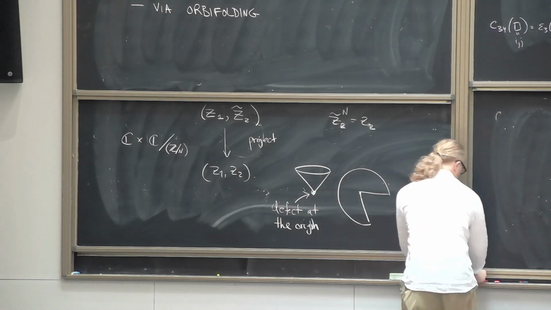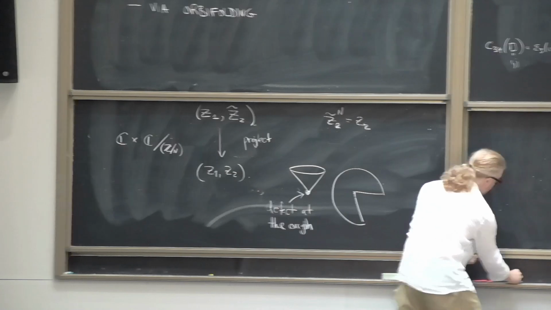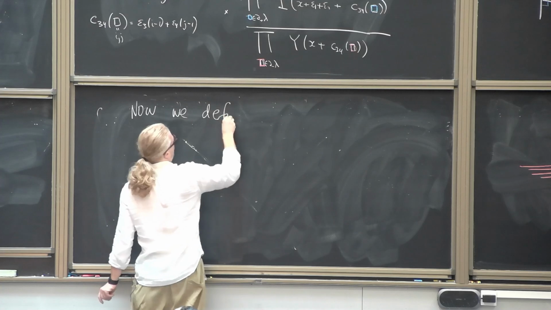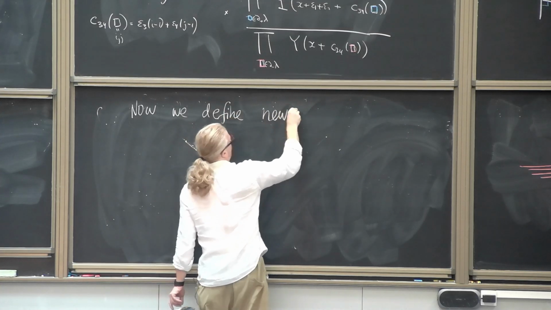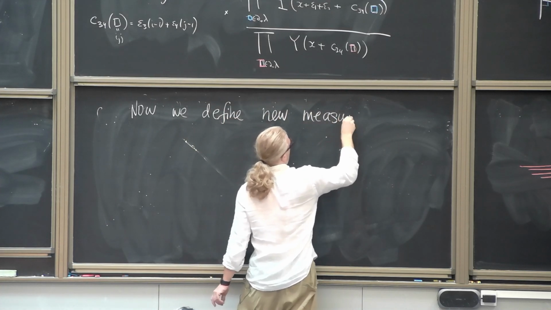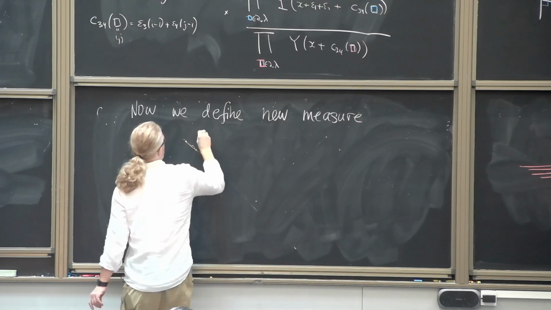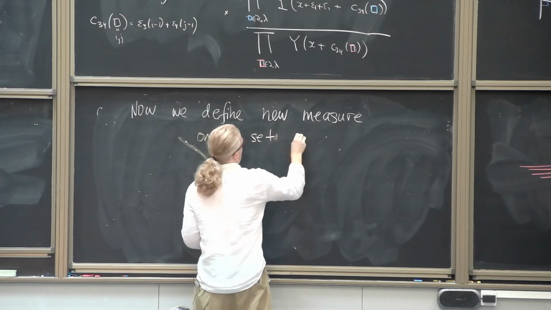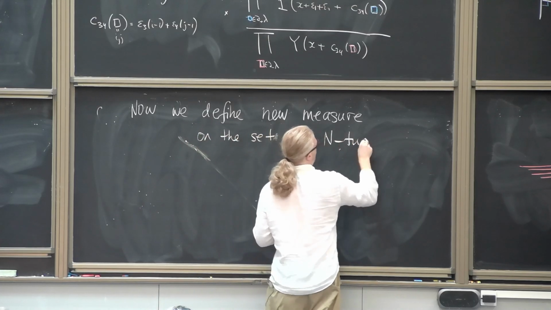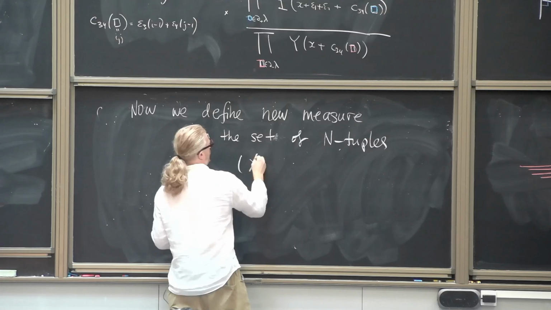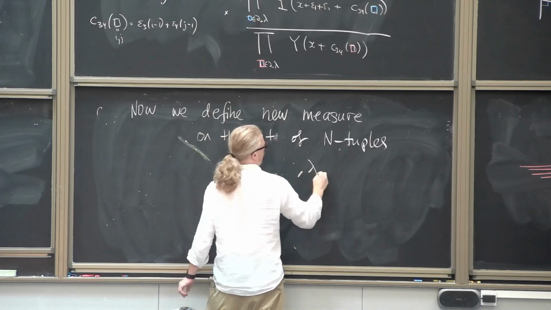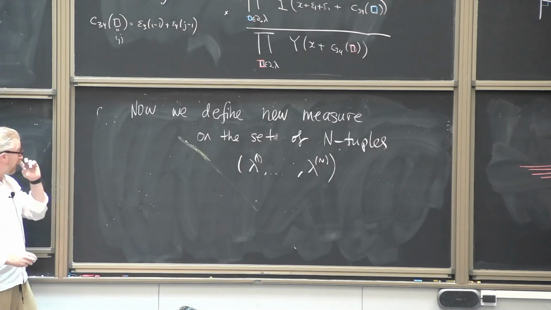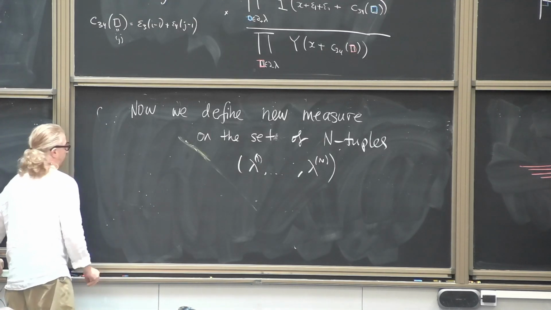So the definition is the following. We now define a new measure on the same set, on the set of n tuples. So I'm taking this, so it's the same set, but I'm now defining a new measure, which is more refined. And it is refined in the following sense.